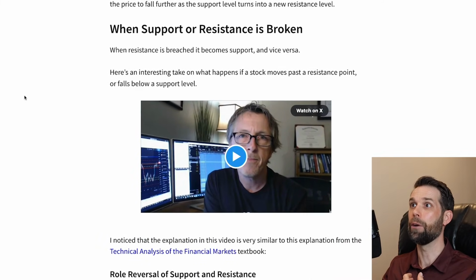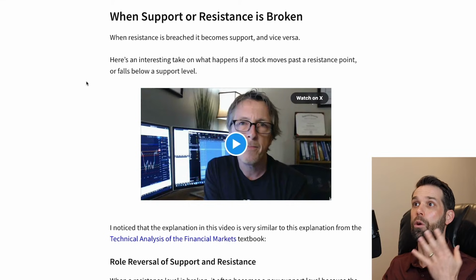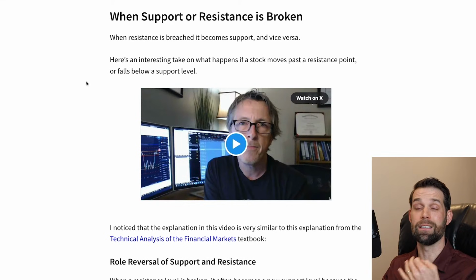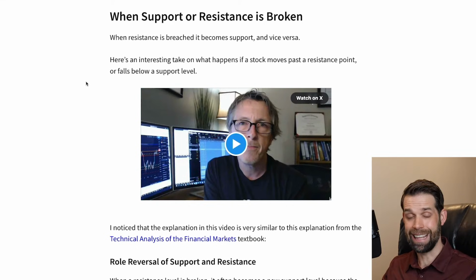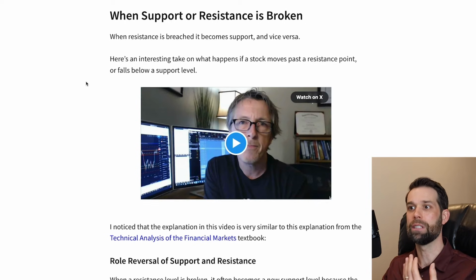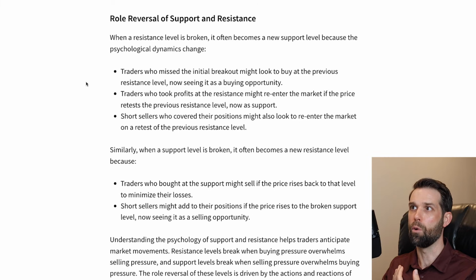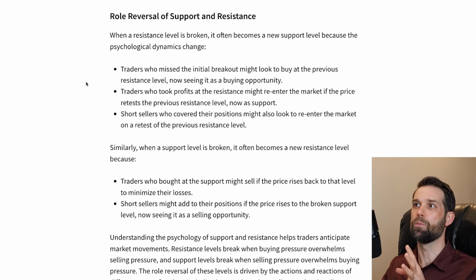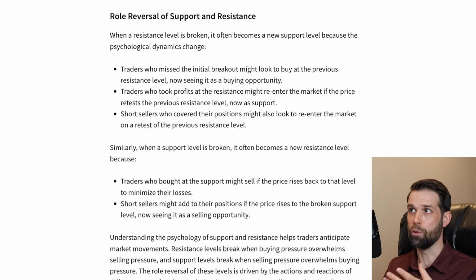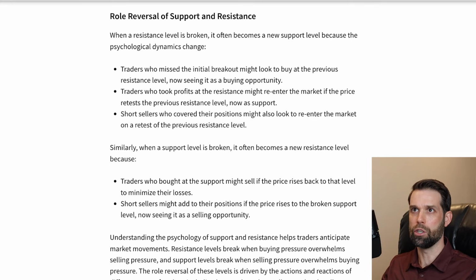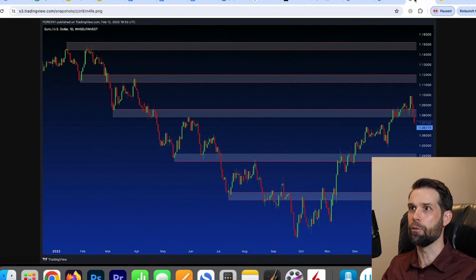So there we mentioned that when support or resistance is broken, certainly that happens, then the roles tend to reverse. So there is this role reversal of support and resistance. When a level is broken, it often then becomes a new support level or a new resistance level. And we saw that in the image of the chart. And why don't we just jump back just to get a good grasp here.